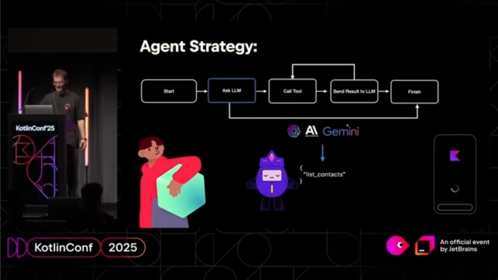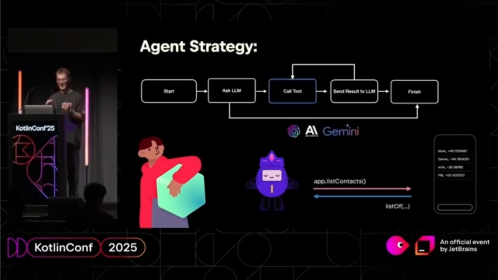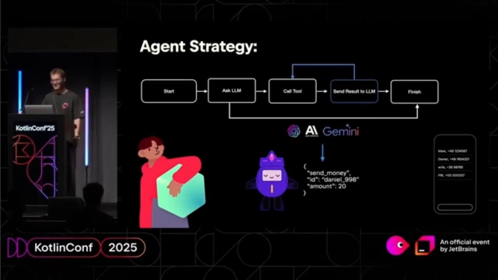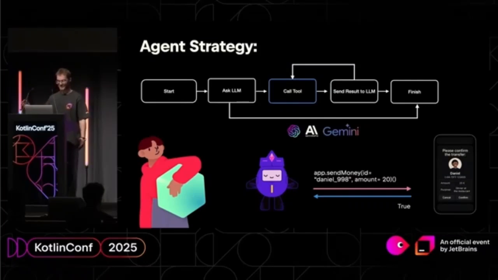And then it will use the API of your application to get the contacts and get the response in the form of some data in your application. And then it will send the JSON to the LLM and wait for the next action. And LLM will say, OK, send money. And we will use your application again to show the message to the user. This is the UI that you can build on top of that, how the user feels, how the user works with this agent.